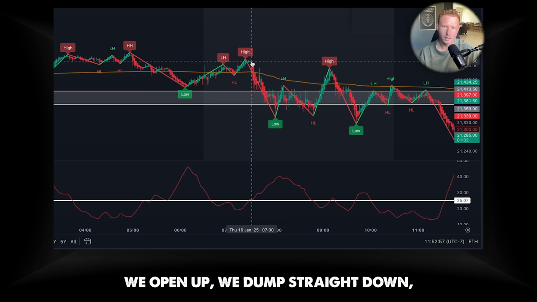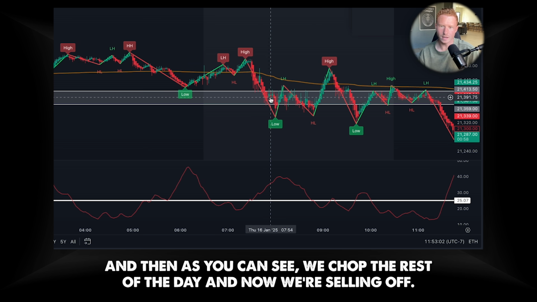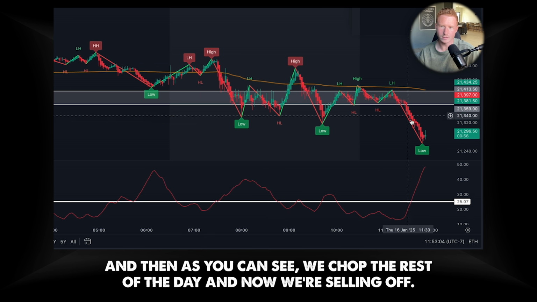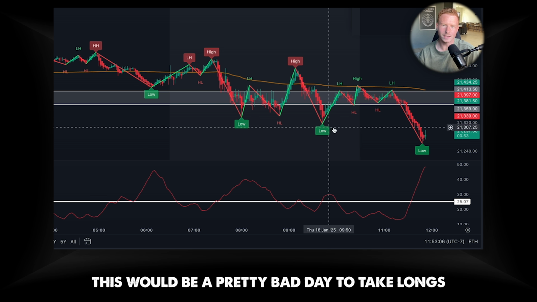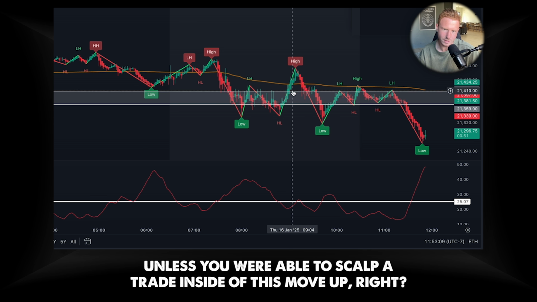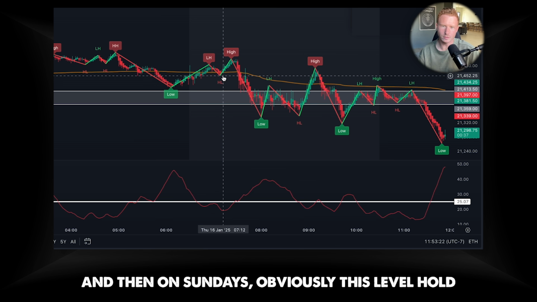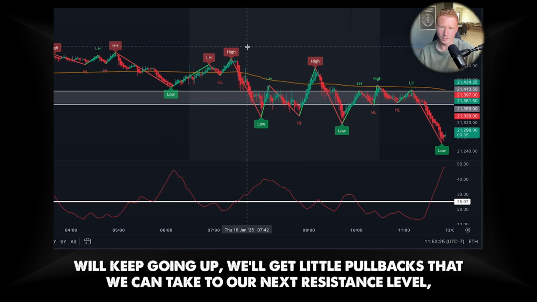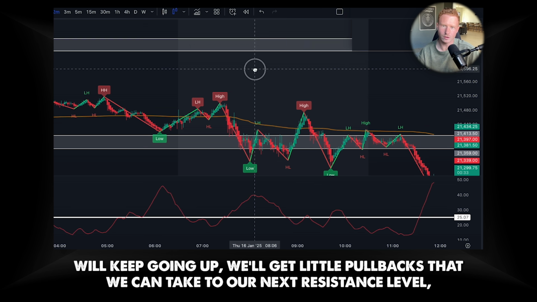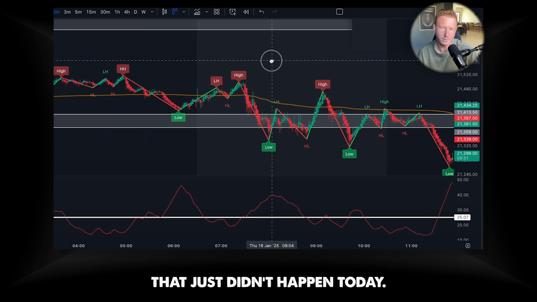We opened up, we dumped straight down, and then as you can see, we chopped the rest of the day, and now we're selling off. This would be a pretty bad day to take longs unless you're able to scalp a trade inside of this move up, right? And then on Sundays, obviously this level will hold, we'll keep going up, we'll get little pullbacks that we can take to our next resistance level. That just didn't happen today.